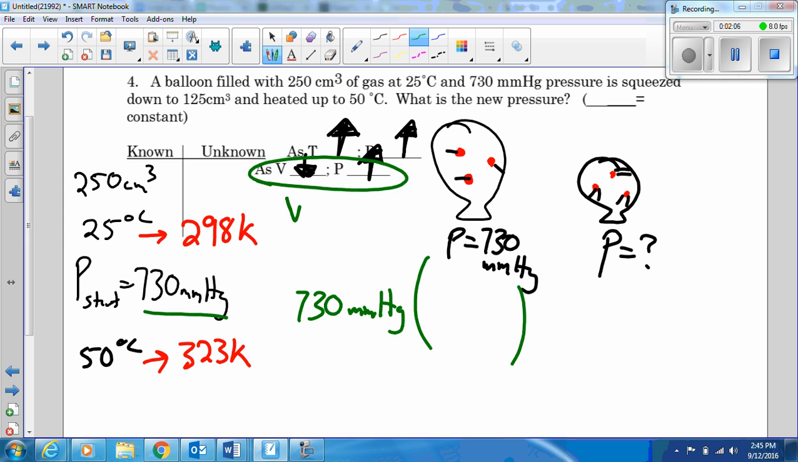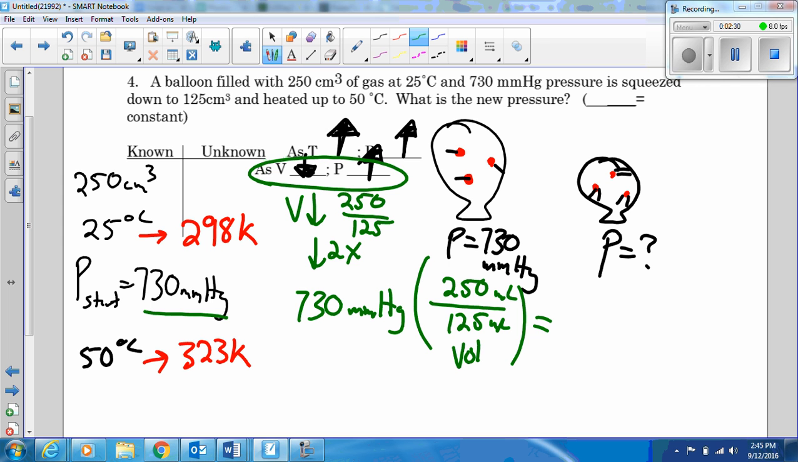The volume goes from 250 to 125. It gets 2 times smaller. That means that's going to make my pressure get 2 times bigger. So to do that, I might just do that right here. I put 250 milliliters and 125 milliliters. Just because of the volume, the pressure is going to get twice as much. So that is 1460 millimeters of mercury. That's just because of the volume.